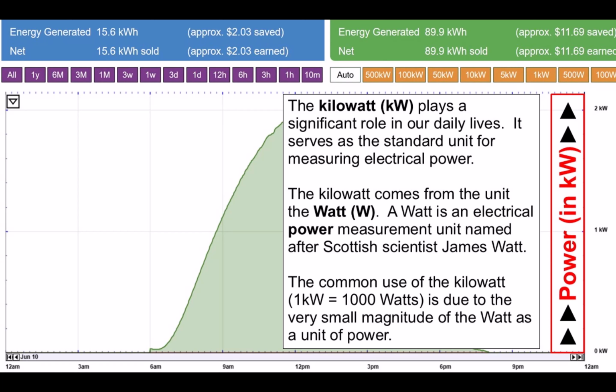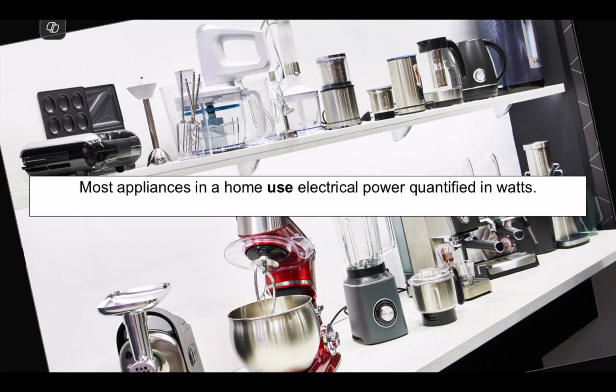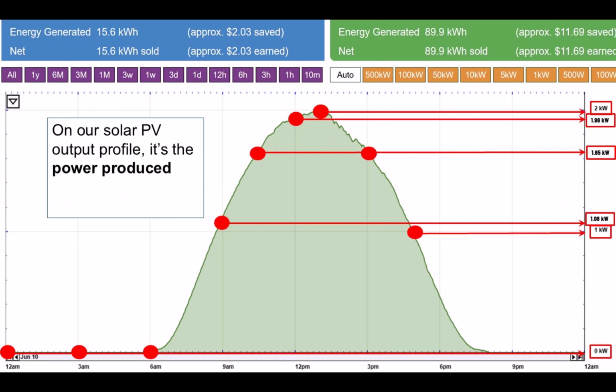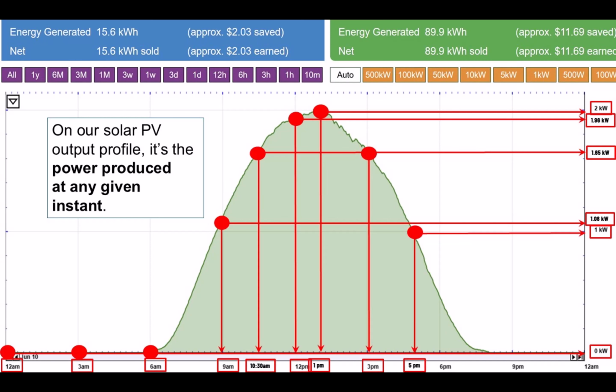The common use of the kilowatt, 1 kW equals 1,000 watts, is due to the very small magnitude of the watt as a unit of power. Most appliances in a home use electrical power quantified in watts. This is the electrical power required at any instant for an appliance to operate. On our solar PV output profile, it's the power produced at any given instant.